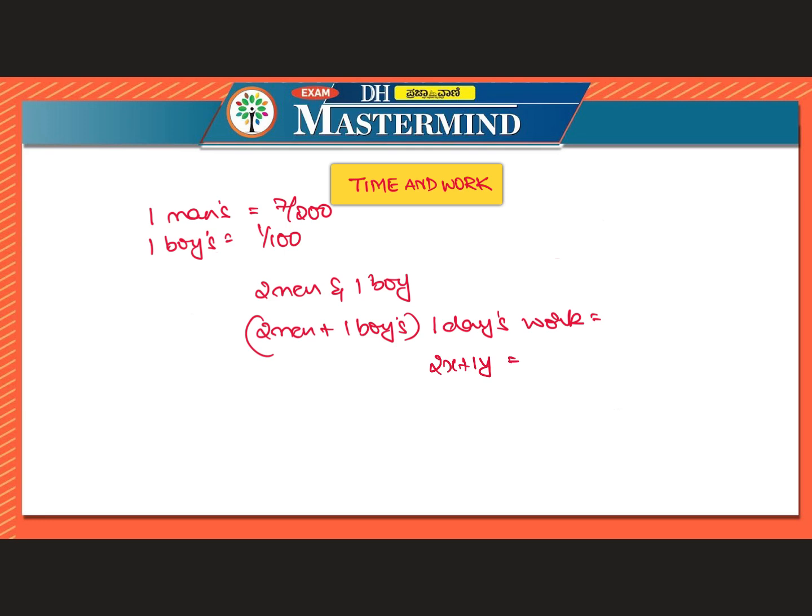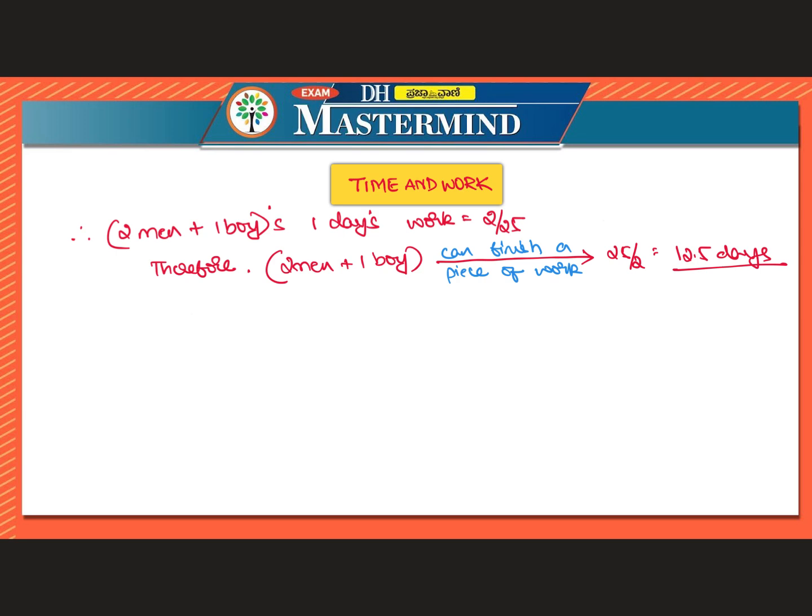We know x equals 7/200 and y equals 1/100. Let us substitute the values of x and y. So 2x plus 1y equals 2 into 7/200 plus 1 into 1/100, which is 16/200, which is equal to 2/25. Therefore, two men and one boy's 1 day's work equals 2/25, which in other words means two men and one boy can finish a piece of work in 25/2 days, which is equal to 12.5 days.